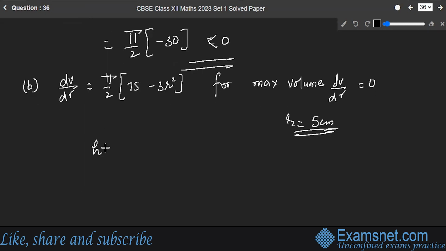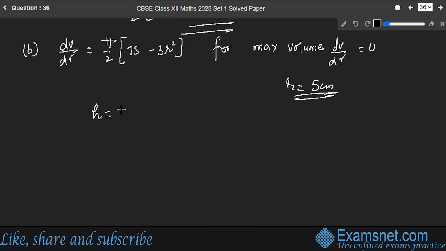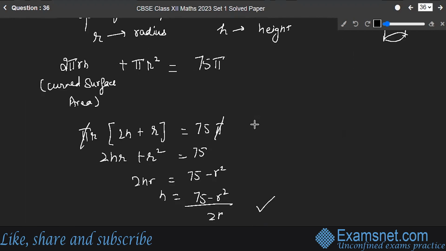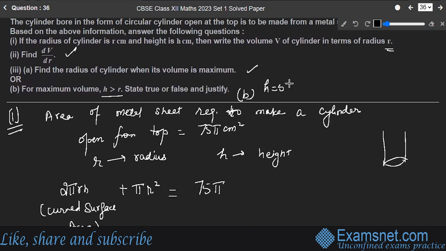Now, what was h? h was given by (75 minus r square) upon 2r. This is (75 minus 25) upon 10, that is 50 upon 10, which is equal to 5 again. So this is the value of h in this case. And what do we have to find out? h is greater than r. No, h is equal to r. So for the maximum volume, h is equal to r, 5 is equal to r. So this is false. Hope you understood this.